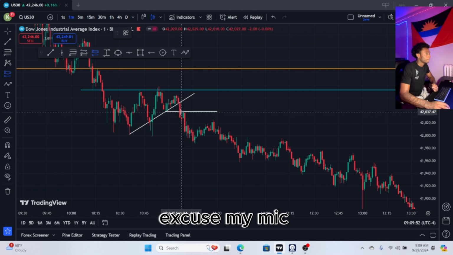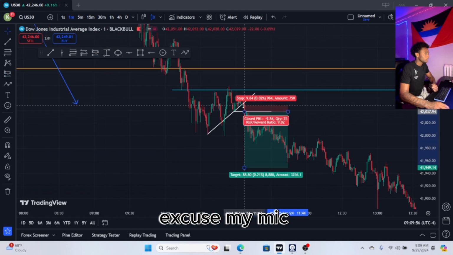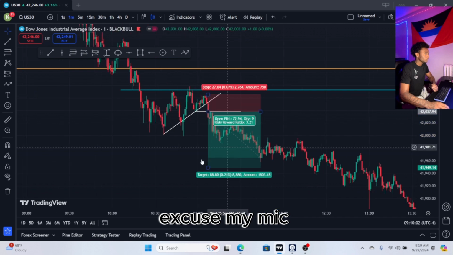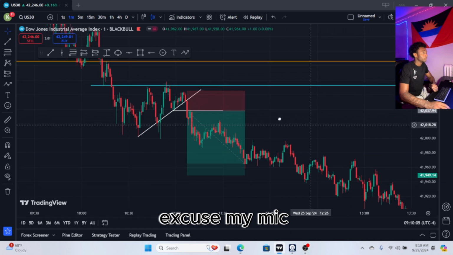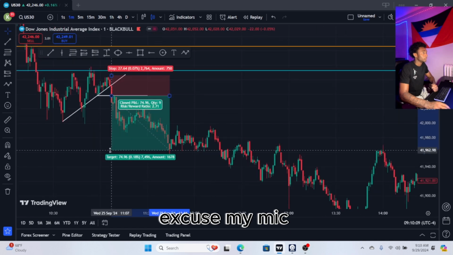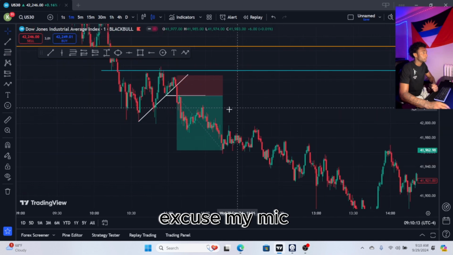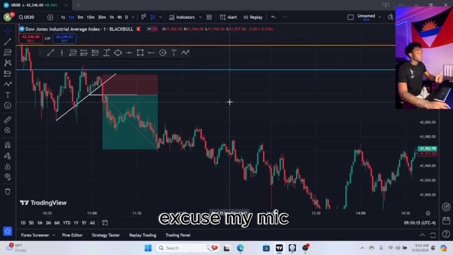Enter in a sell position with a 50 pip stop. Or really, the stop is just above the recent high. And we just target recent lows. But I normally go for 1 to 2s every time. And as you can see, we hit the 1 to 2. That's an easy trade, easy money. That's how easy it is, guys.